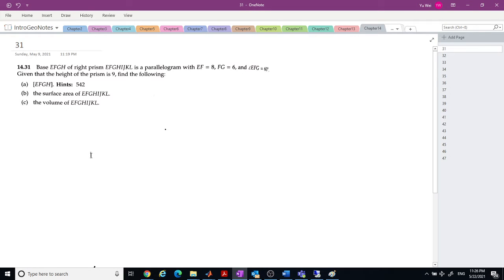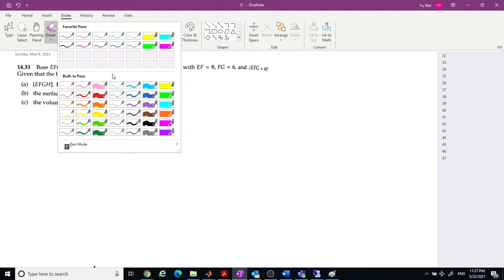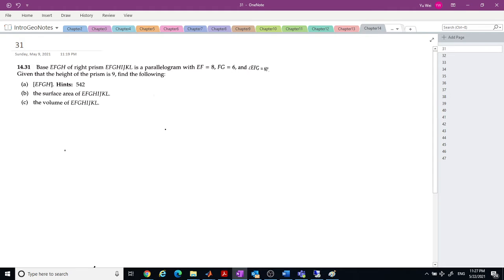Okay, let's move on to solve the challenge problems of chapter 14 with solid geometry. The first problem: the base EFGH of the right prism is a parallelogram, FG is 6 and angle EFG is 60 degrees. First we need to solve the EFGH, right?